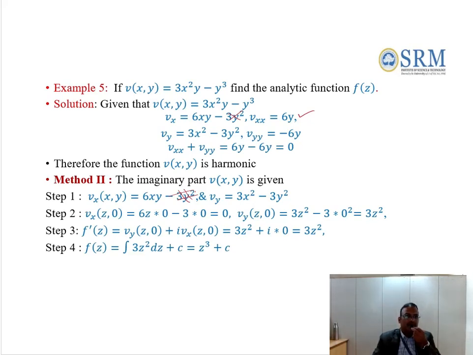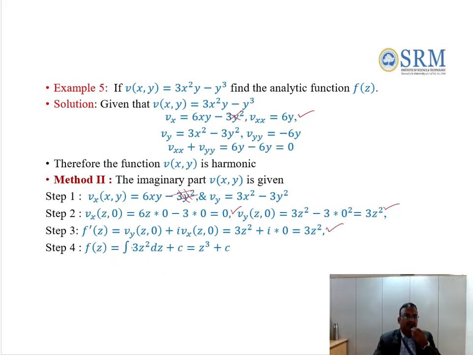So already we have calculated Vx. Vx is 6xy, and Vy is 3x squared minus 3y squared. Then substitute x equal to z and y equal to 0. Therefore you will get Vx of (z, 0) is 0 and Vy of (z, 0) is 3z squared. And then your formula f dash of z is Vy of (z, 0) plus i into Vx of (z, 0). If you plug these two values, then you will get 3z squared plus i into 0. Okay, therefore 3z squared. Now integrate this.